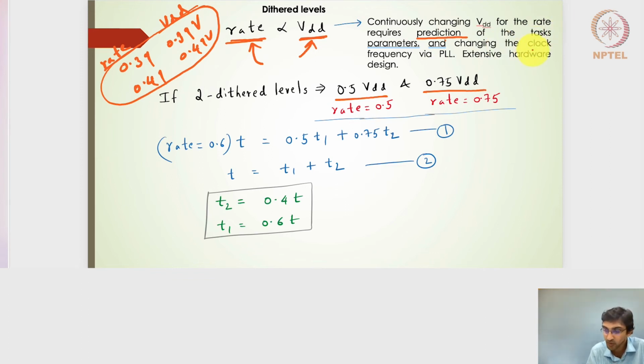Changing the rate will require continuously changing the clock frequencies. Remember that the rate was a function of the clock frequencies, and the clock frequencies we have to change using phase lock loops, so PLLs. So we will require an extensive hardware design, and this again occupies space. Having this extensive hardware design is a big overhead.